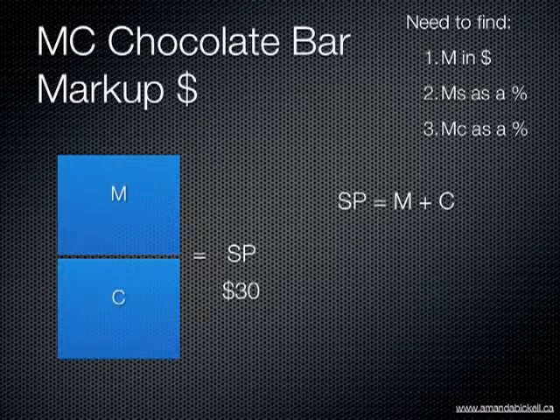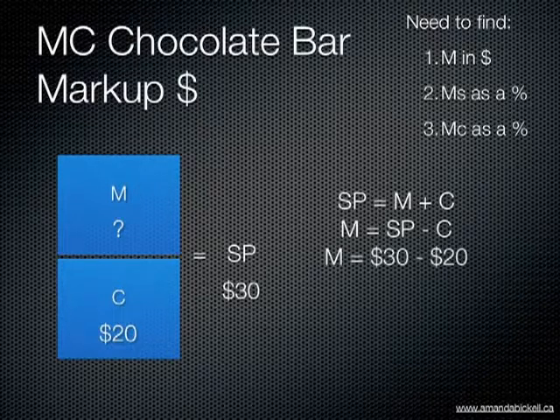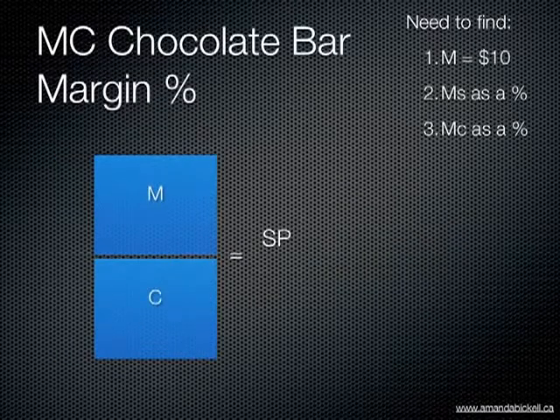We know from our question that we sell our product for $30. So in this case, the selling price is $30. We also know from the question that the cost of the product is $20. We know that we're trying to find the markup. We can rearrange the selling price equation and isolate for the markup that we're trying to find. So if we simply subtract the cost from the selling price, we end up with our $10 markup or margin in dollars. We also need to find some percentages.